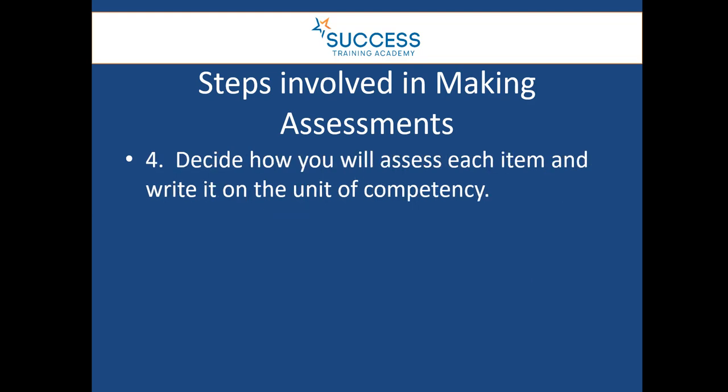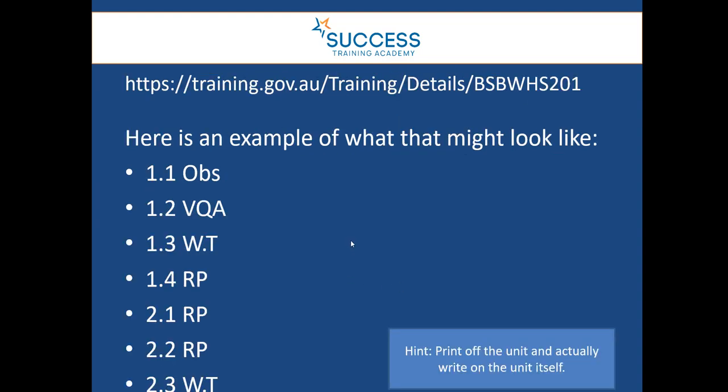So four, decide how you will assess each item and write it on the unit of competency. All right, so one thing I love to do is actually print off the unit itself and write with a pen on the unit itself how I would assess each item. And here's an example of what that might look like. So 1.1, literally write on the unit obs. 1.2, verbal Q&A, all right? 1.3, written test. 1.4 could be role play.